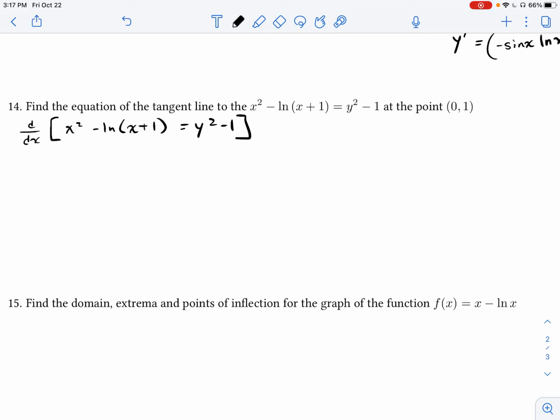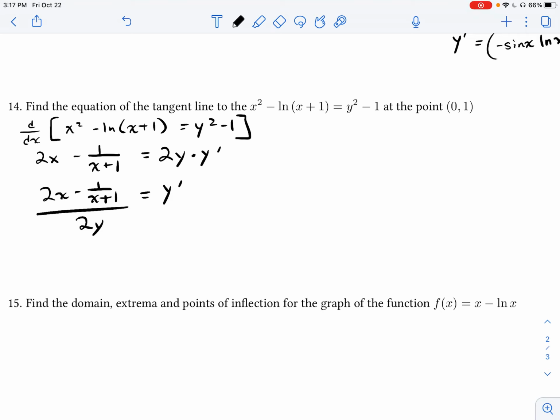So differentiating this, we know the derivative of x squared is 2x. The derivative of natural log of x plus 1 is just going to be 1 over x plus 1. The right side is going to be 2y times y prime, and the derivative of negative 1 is just 0. So if I write y prime as all of this, and I don't really have to simplify just yet, write this all over 2y. We don't know necessarily what y is in terms of x, so I can just leave it like that. So here's my implicit derivative.